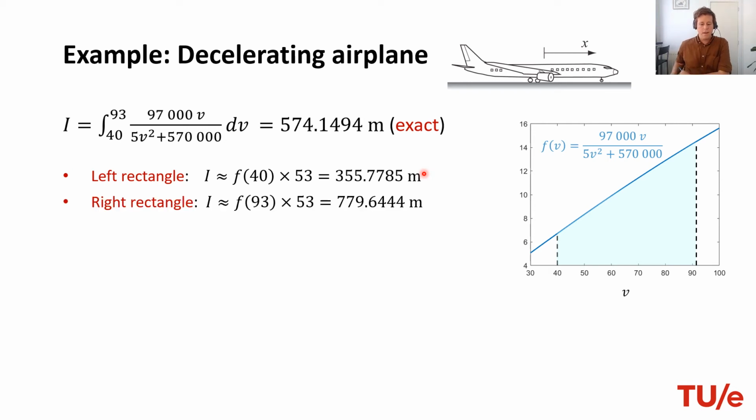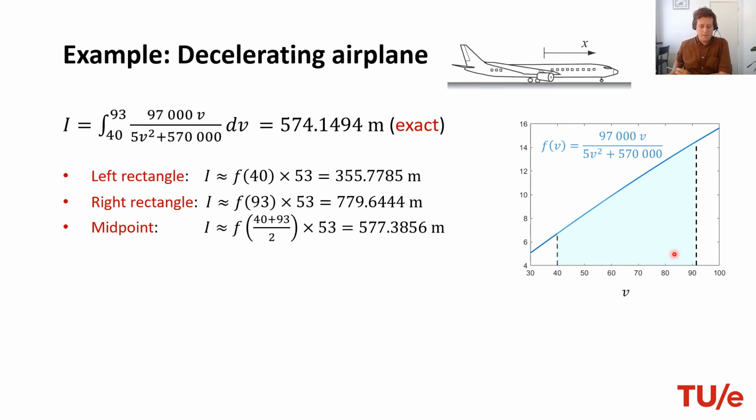A similar thing can be seen if we do this for the right rectangle rule. Just to recap, we evaluate f at the endpoint of the interval and then multiply that with the width of that interval. So that would be the area of the rectangle that I'm encircling now with the pointer. And so this would be 780 meters. So a gross overestimation of the blue area in the graph.